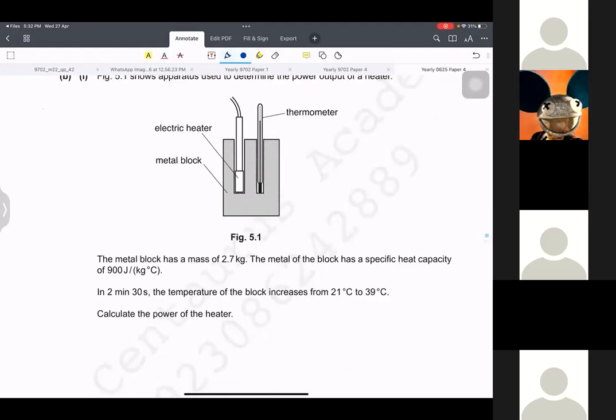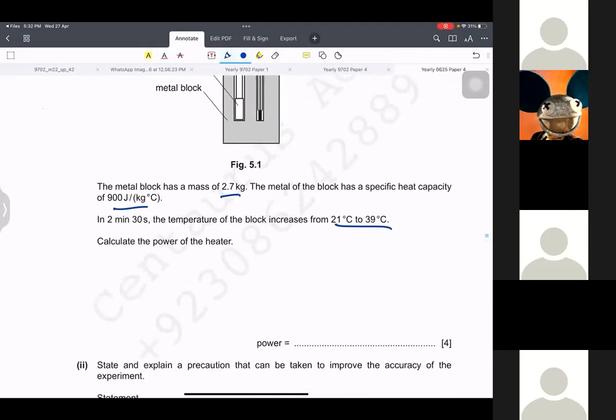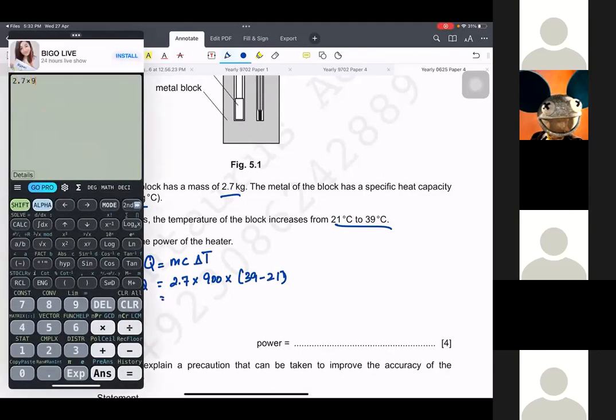Okay. Now it says the metal block has a mass of 2.7 kg. The metal block has specific heat capacity. In 2 minutes, the temperature rises from this. Calculate the power of the heater. So Q equals mc delta T. Mass here is 2.7. This is 900. Change in temperature is 39 minus 21. So we can find the energy. So this is 43740 joules.